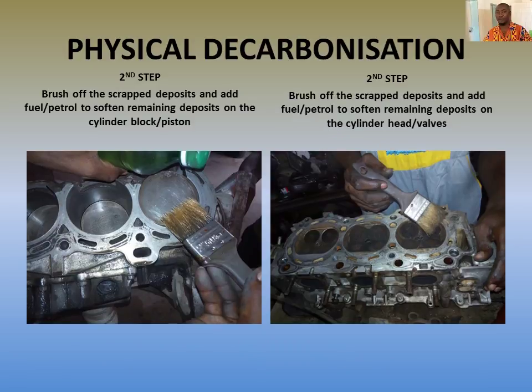The second step we have here is to brush off the scraped deposits and add fuel or petrol to soften the remaining deposits on the cylinder block. The reason for the fuel or petrol being introduced with your brush is to soften the remaining deposits, because in the first step we had the image of scraping out the carbon deposits first. The second step is to introduce your fuel to soften the remaining deposits on the cylinder block, piston, cylinder head, or valve.